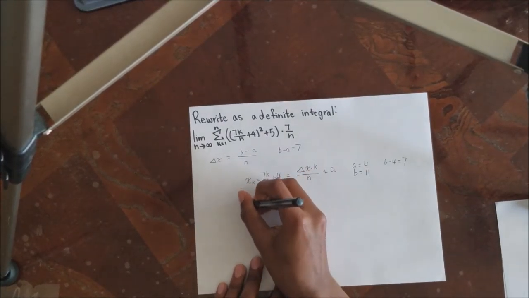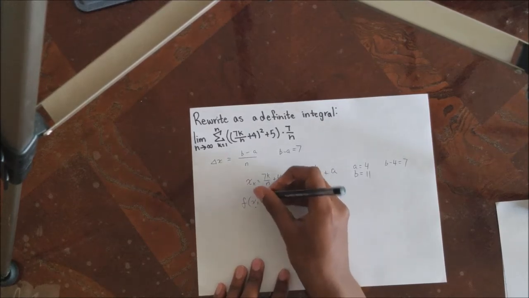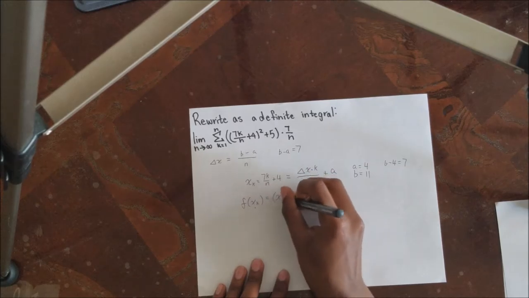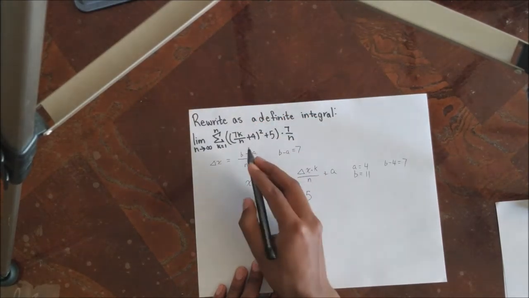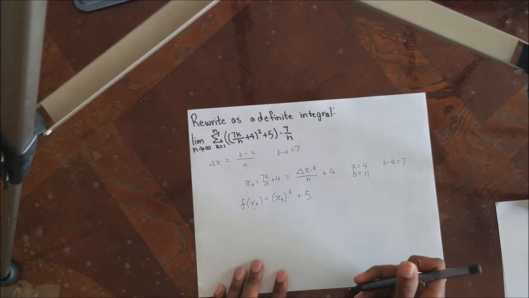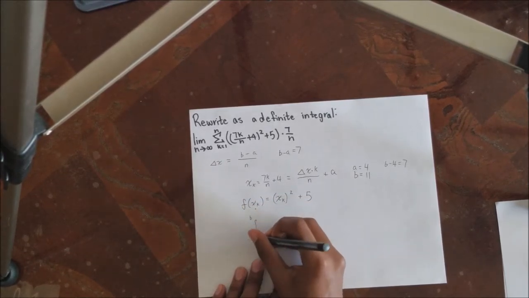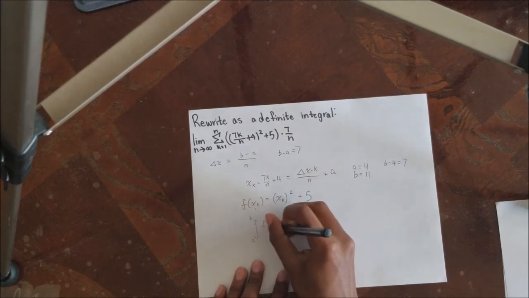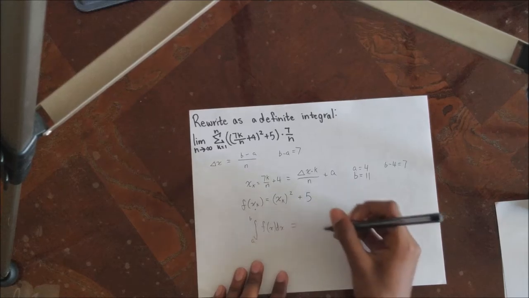Cool. So now we know that the function of x sub k is all of this squared, plus 5. Because here's our function, squared plus 5. And that simply means we just have to know what our definite integral notation looks like, which is simply the integral of f of x dx equals.